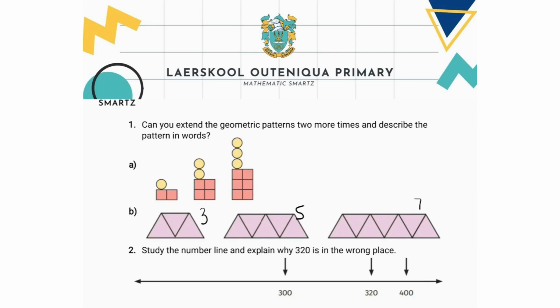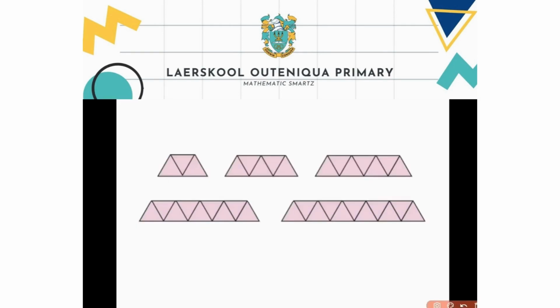Therefore, what am I doing between each term or picture? I'm adding 2 triangles. Therefore, how would term 4 and 5 look? If you drew term 4 using 9 triangles, well done. What about term 5? How many triangles should you have added? 2. Therefore, term 5 should have 11 triangles. Well, how could I describe this pattern in words? Well, I could simply say that each picture or term gets an additional 2 triangles.